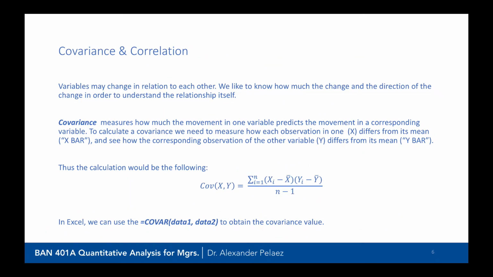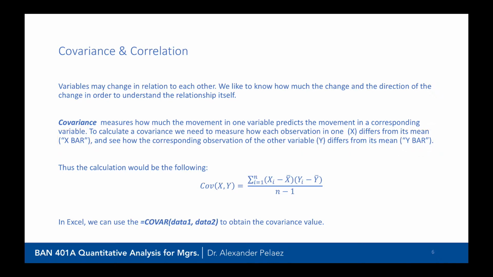So in the covariance, we're measuring how much the movement in one variable predicts the movement in a corresponding variable. Now, to calculate a covariance, we need to measure how each observation in one, x, differs from its mean, which we call x bar, and see how the corresponding observation of the other variable, y, differs from its mean, which is called y bar. And so this is important to understand how much change is occurring in both around their mean and the direction of that change.